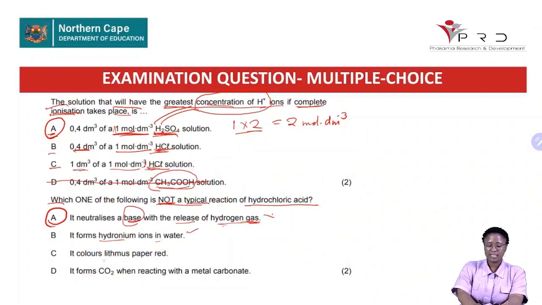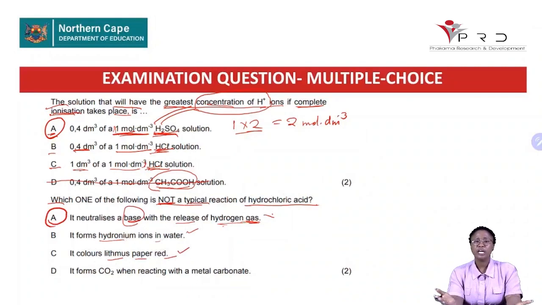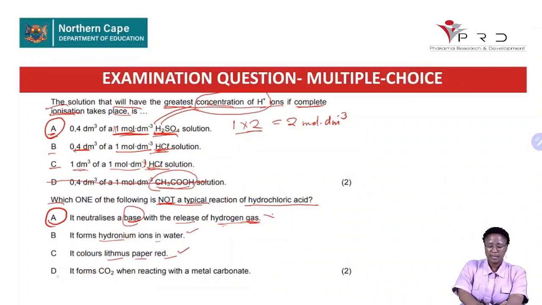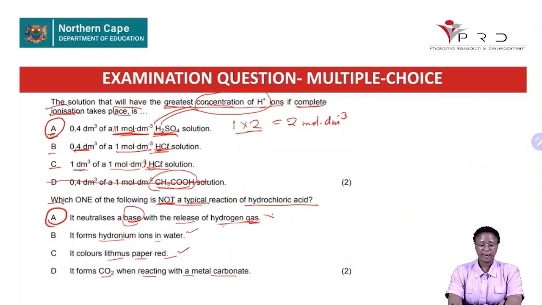Now, it colors the litmus paper red. Yes, it will color red because it is an acid, and an acid, remember, will turn litmus paper red. It forms carbon dioxide when reacting with a metal carbonate. Yes, that is true. When hydrochloric acid reacts with a metal carbonate, one of the products is going to be carbon dioxide. So that is why the correct answer there is A.